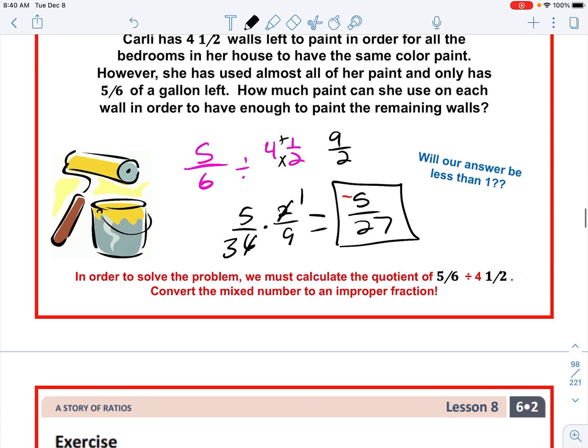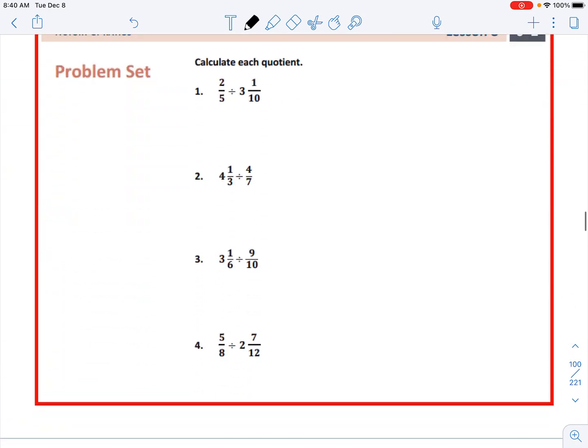Okay, let's go ahead and move on. You have a problem set that looks like this. Remember the rule, you multiply the denominator by the whole number and then add the numerator to get your answer. Okay, try your best, get it turned in.